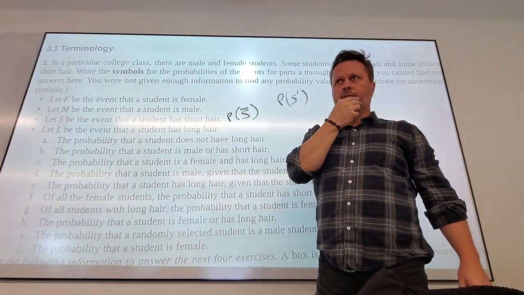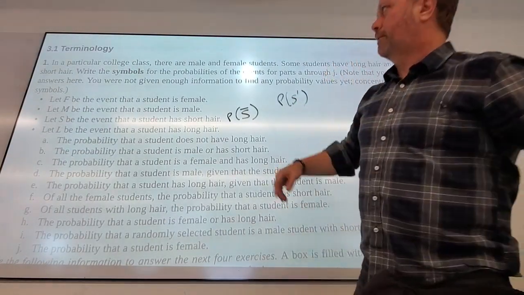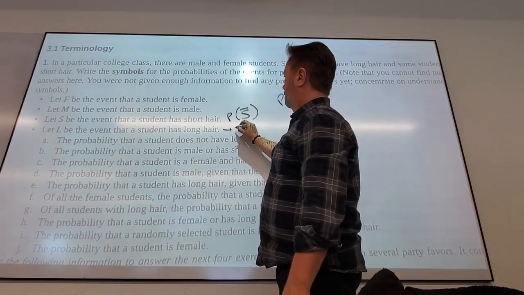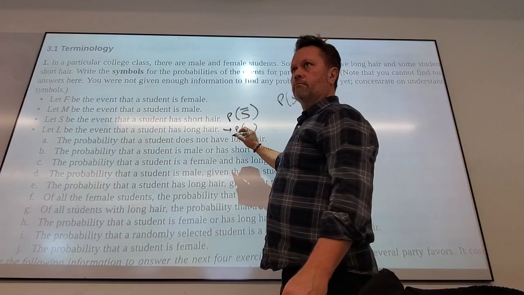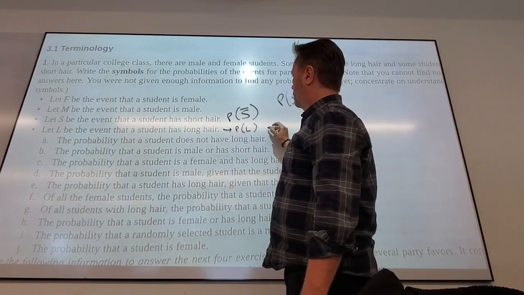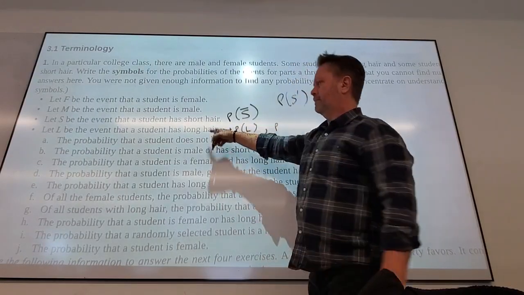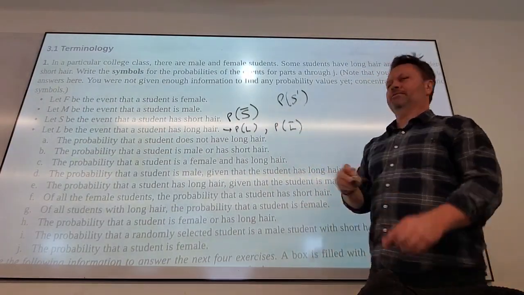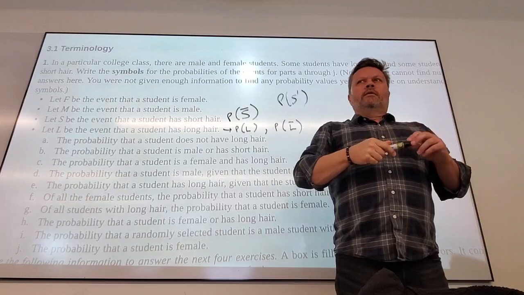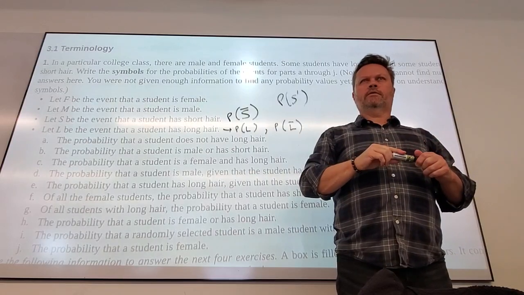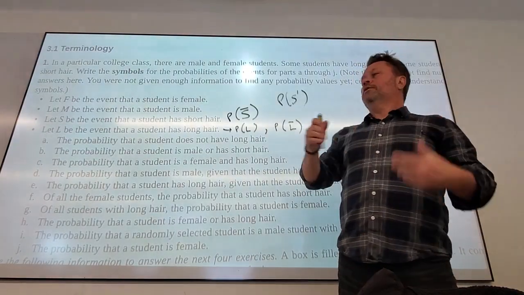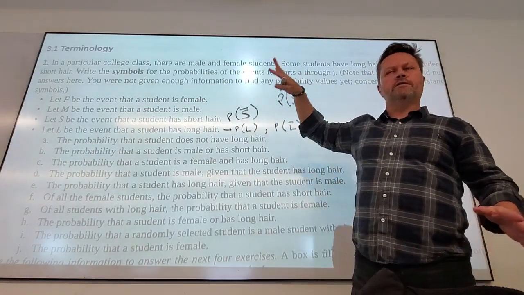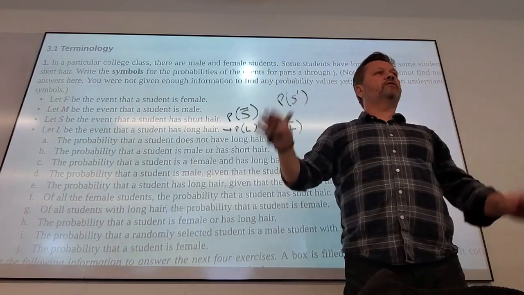Are you guys with me? What symbols would I use for the probability of long hair? L. Probability of L. Well, what about probability of not having long hair? L with a line. Yeah, okay. If you want to use a little symbol, like, do we call this a prime symbol up here? If you want to use this symbol, because that's what the book does, feel free.